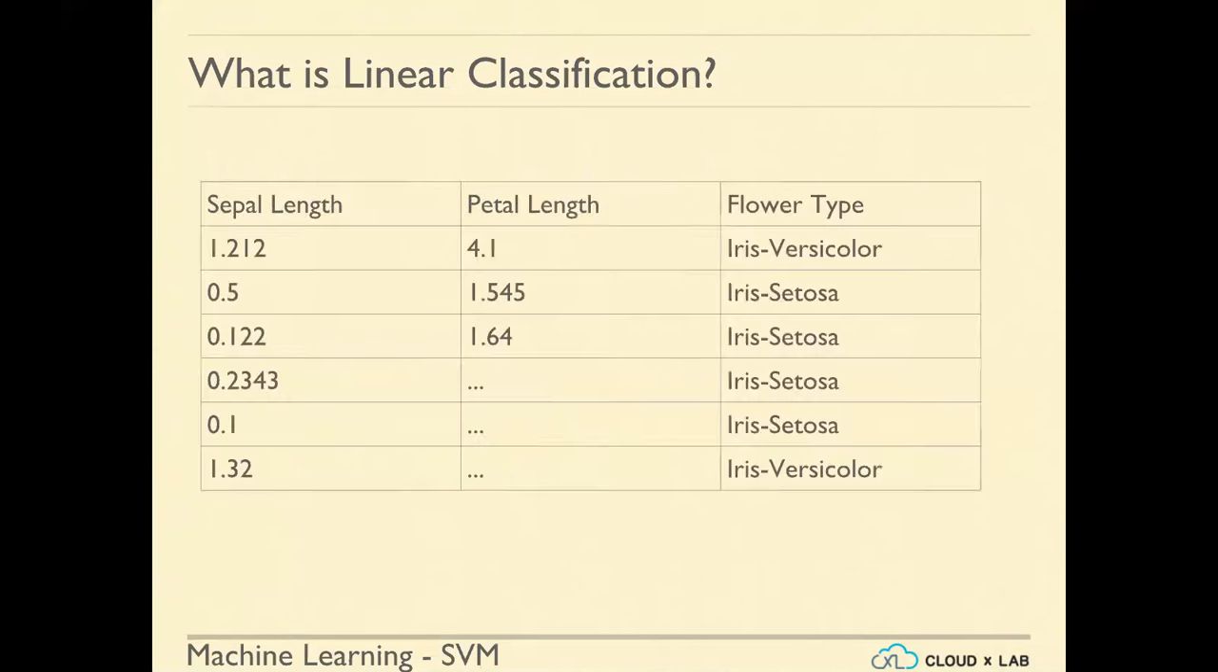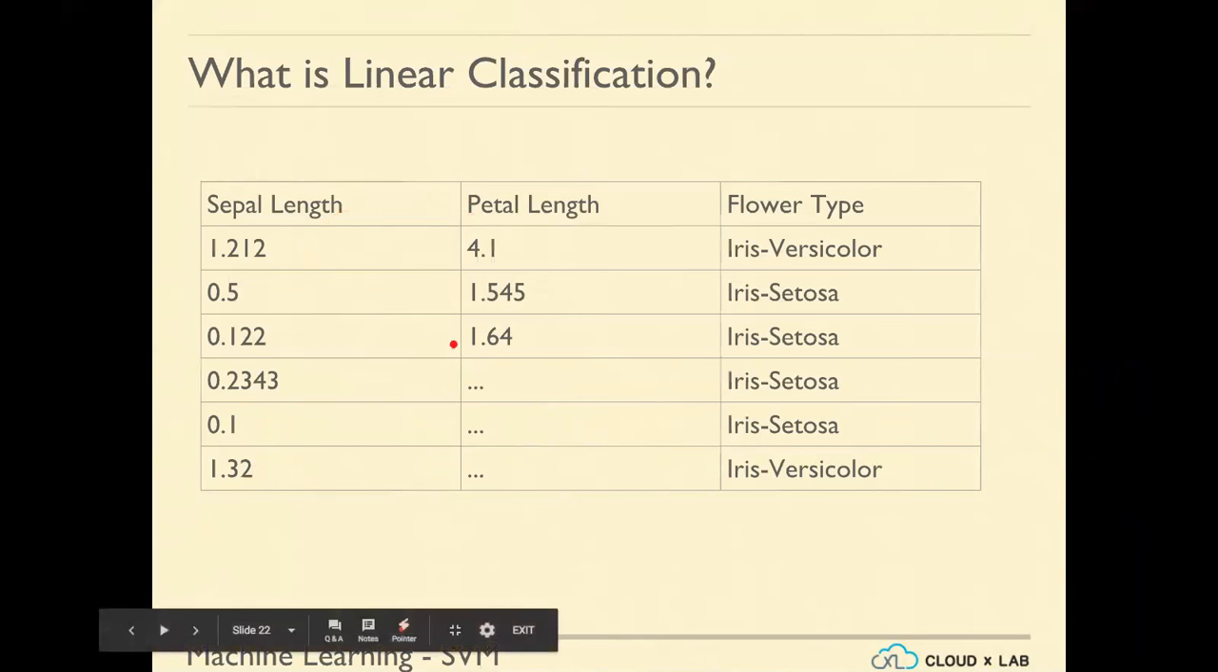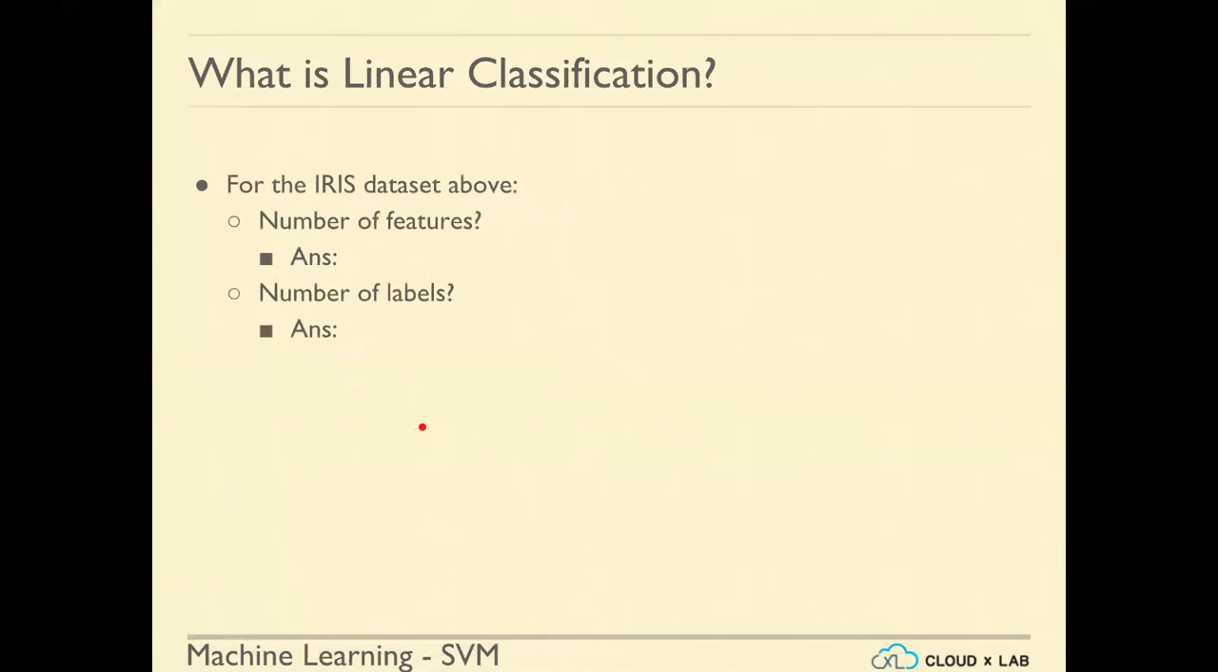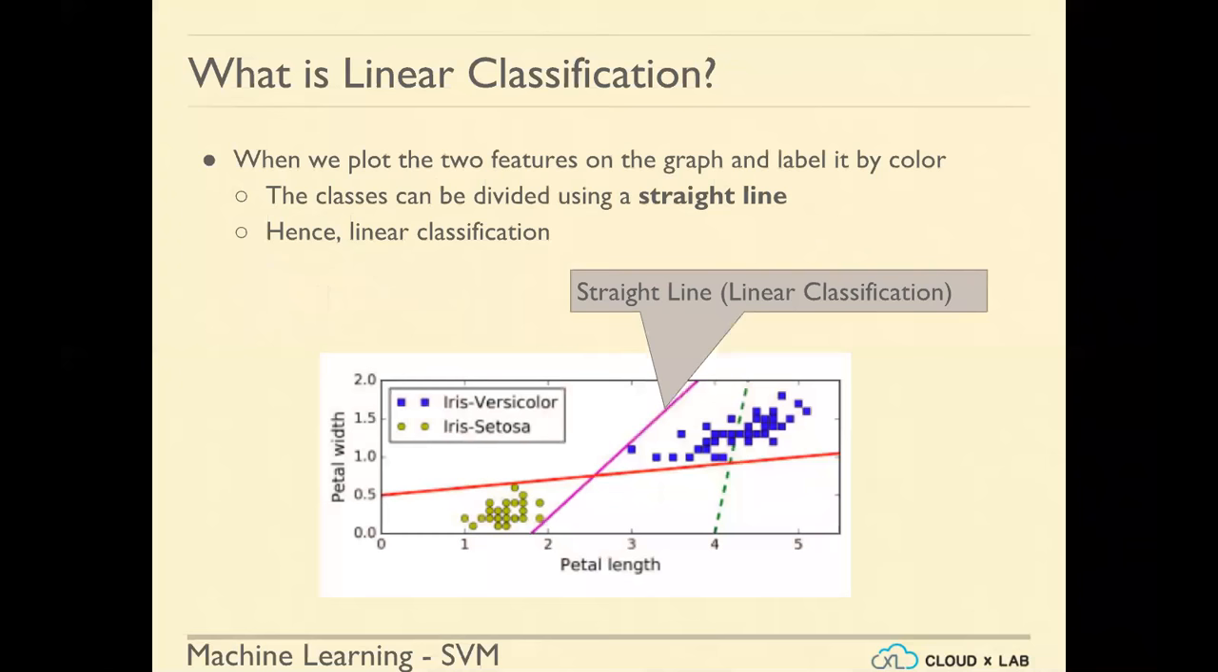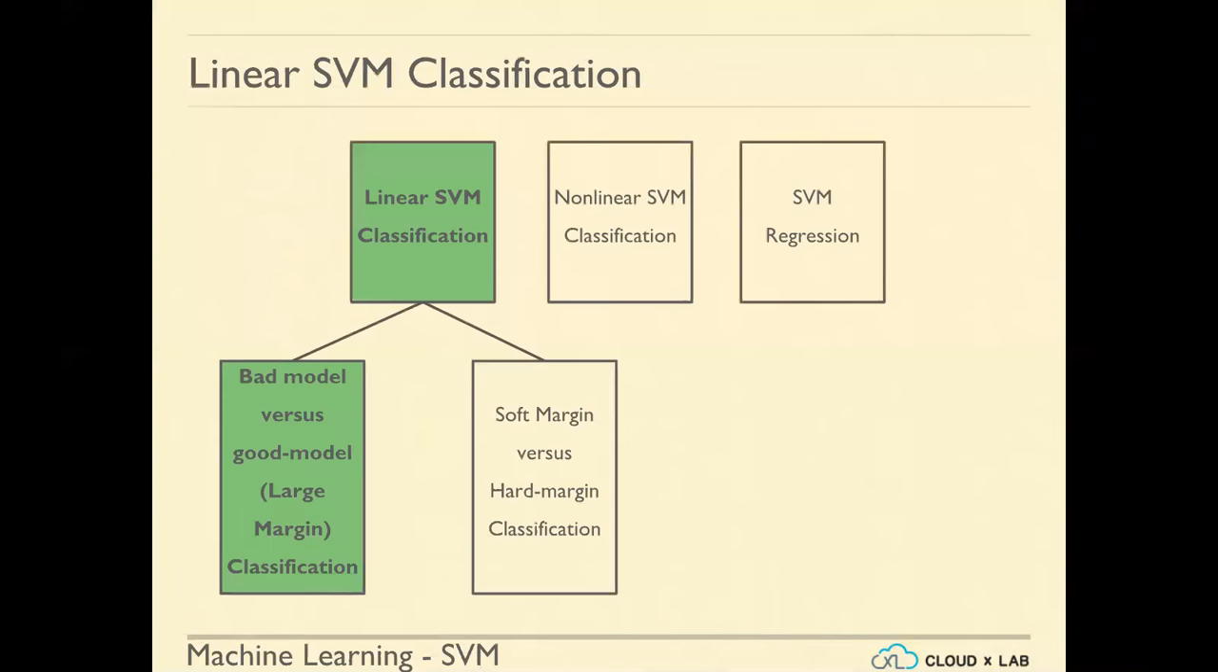Right now, in this particular problem, the number of features is two. And the number of labels or number of classes is three. Correct. Wonderful. Now, when we plot two features on the graph and label it by color, the classes can be divided by a straight line, and hence it's called a linear classification.